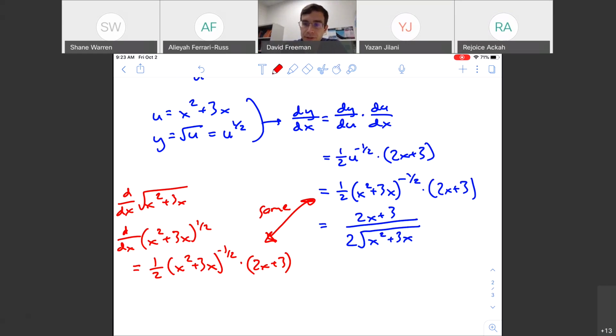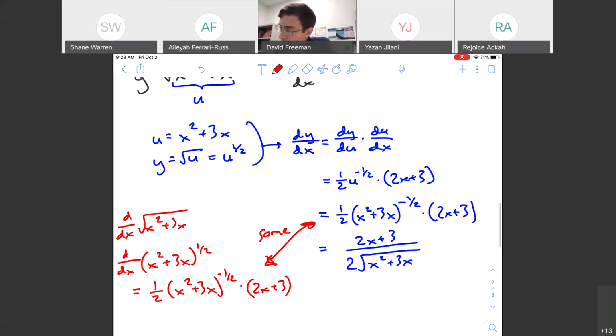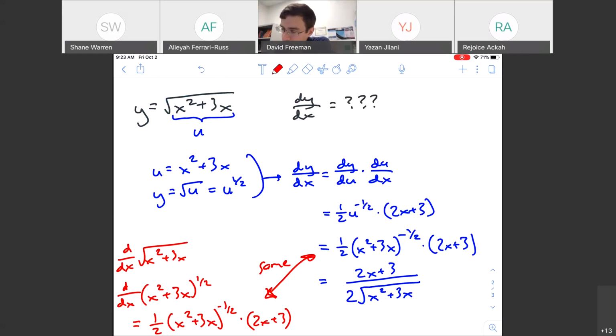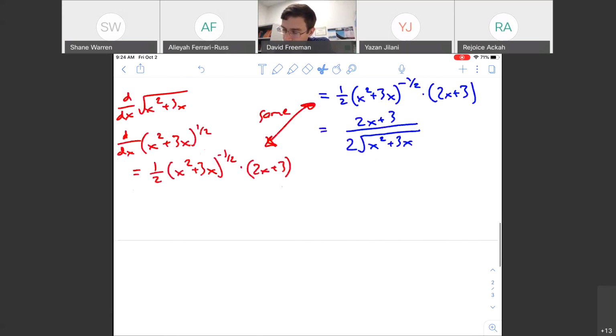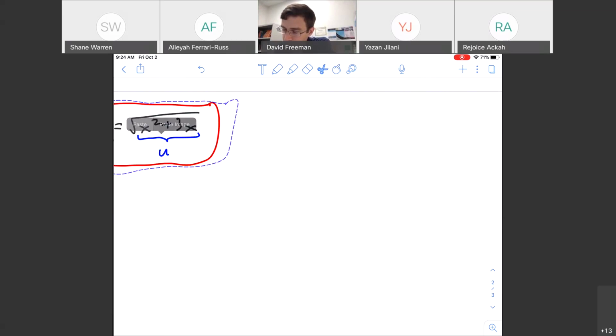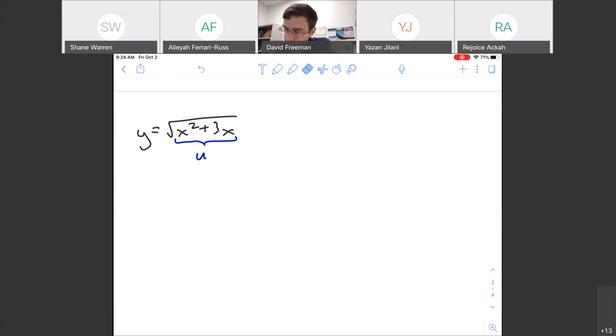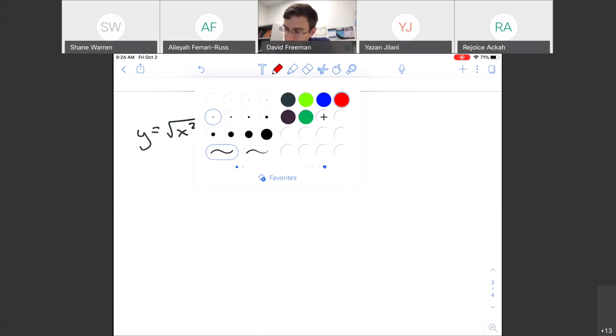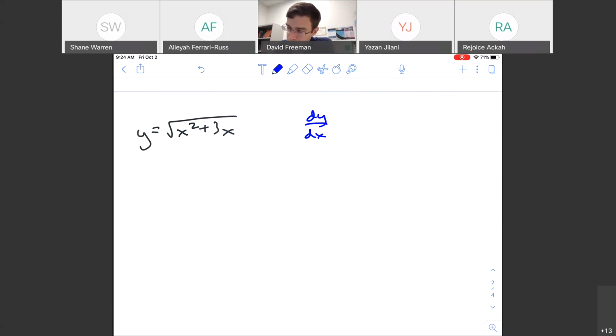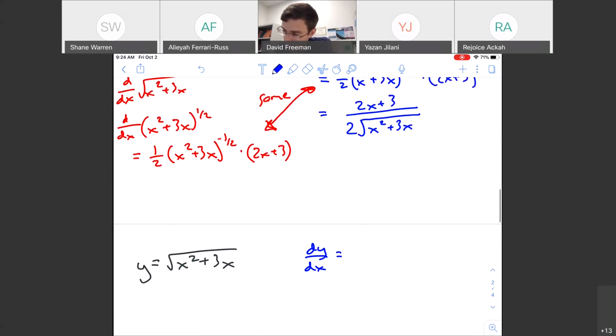Okay, so these are all really good questions. Hopefully that helps clarify things. Let's build on this example, this right here. What I want to do is take that example. We figured out the derivative, right? It's equal to what I have up there, 2x plus 3 over 2 square root of x squared plus 3x.